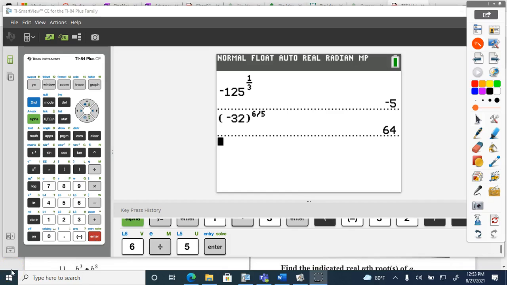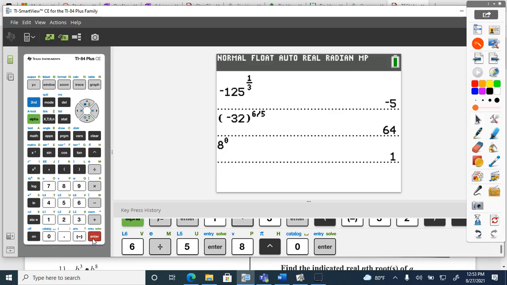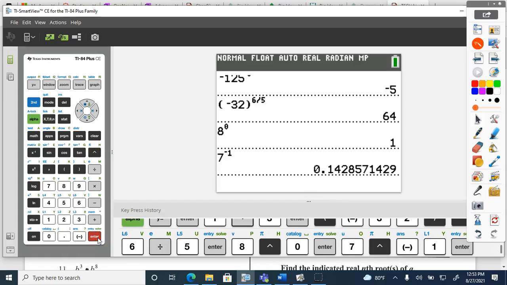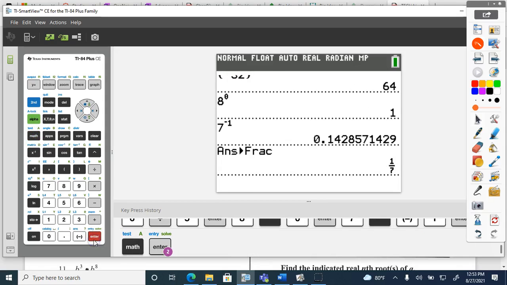Right, number 3, 8 to what power? The 0 power. Now technically you shouldn't even have to put this one in your calculator because anything to the 0 power is 1. Number 4, 7 to the -1 power. That's a lot. Do not, I repeat, do not write that big long decimal. Hit math, enter, and write down 1/7. Okay? It doesn't do that for me. I put math into it.